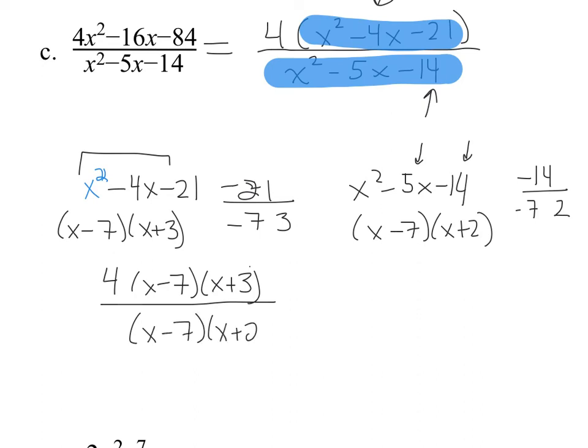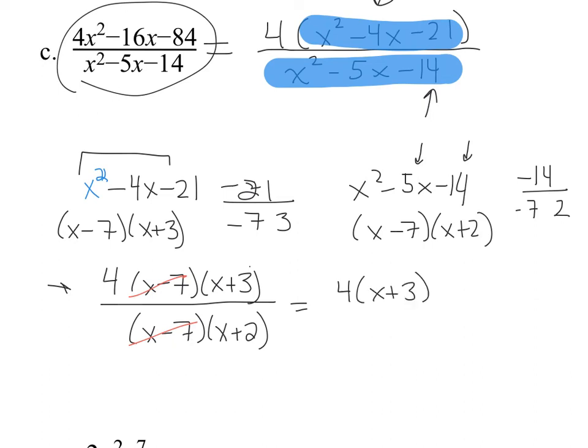So once you have it factored, the rest is relatively simple. It's the factoring and getting this original to look like what it does down here. I can cancel the x minus 7s, and that is all. So this will be 4 times x plus 3 over x plus 2.